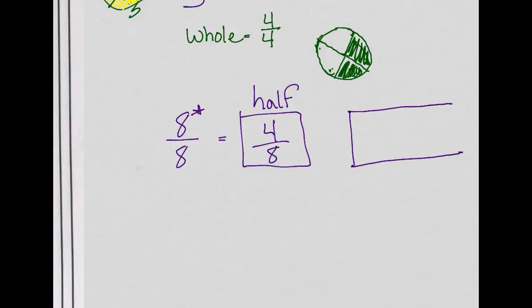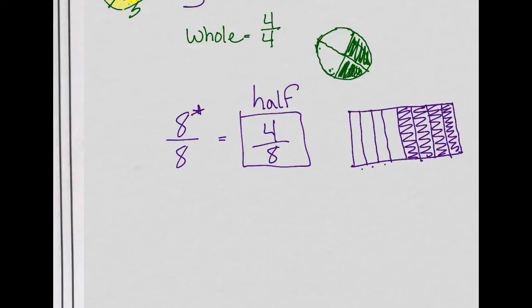I have to make it big enough that I can make eighths. Okay, I have eighths here. And let's fill in 4 eighths. 1, 2, 3, 4. Is that half? Well, there's 1, 2, 3, 4 left. So, yes, the 4 that I filled in is half. So, that is how that works.